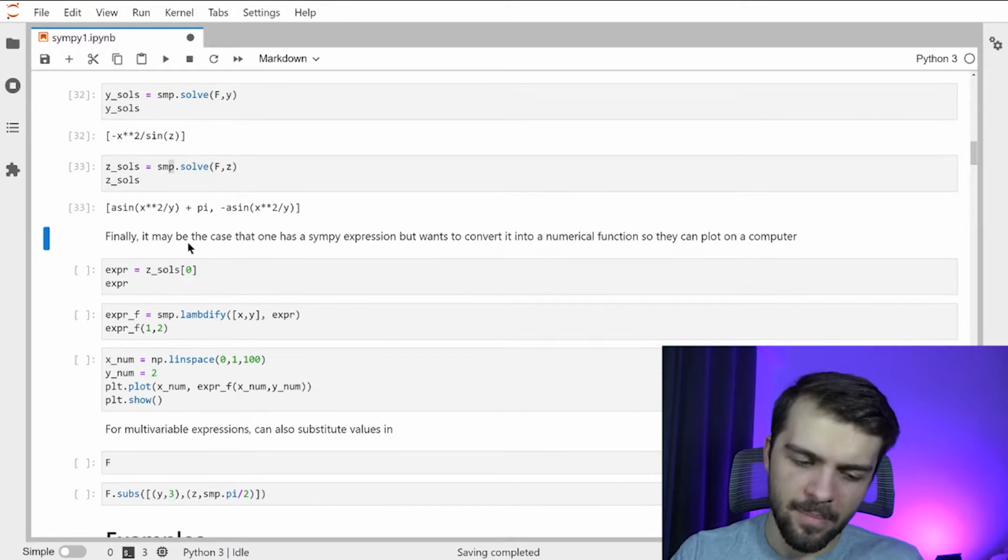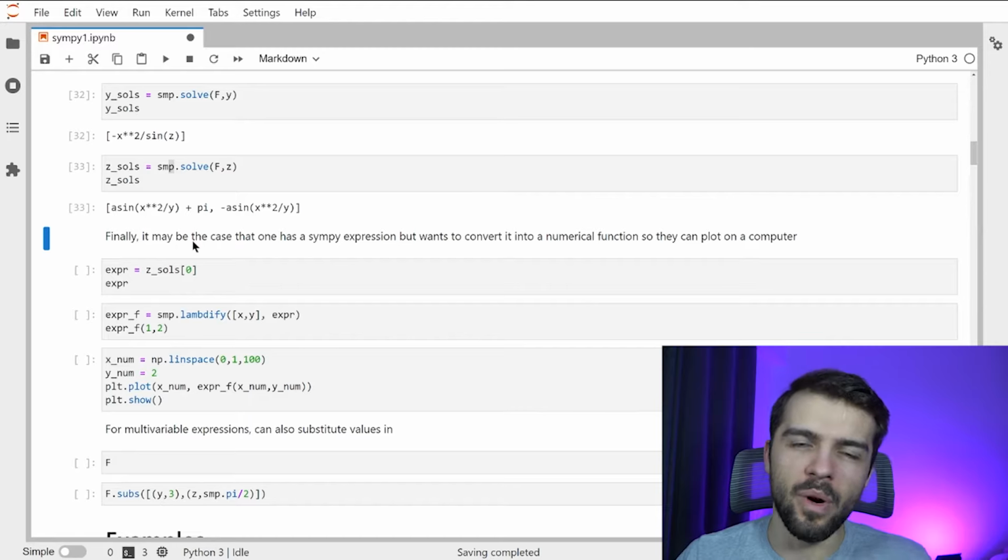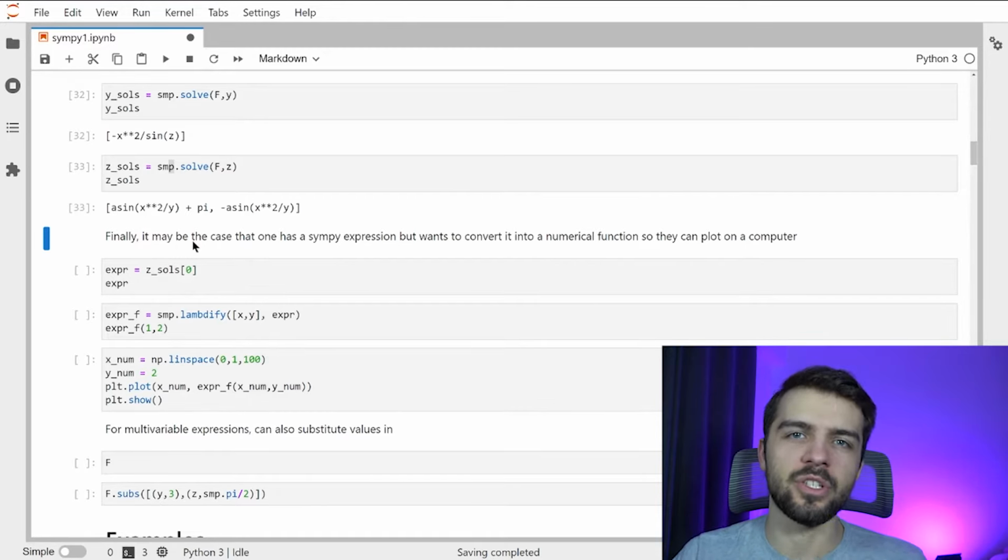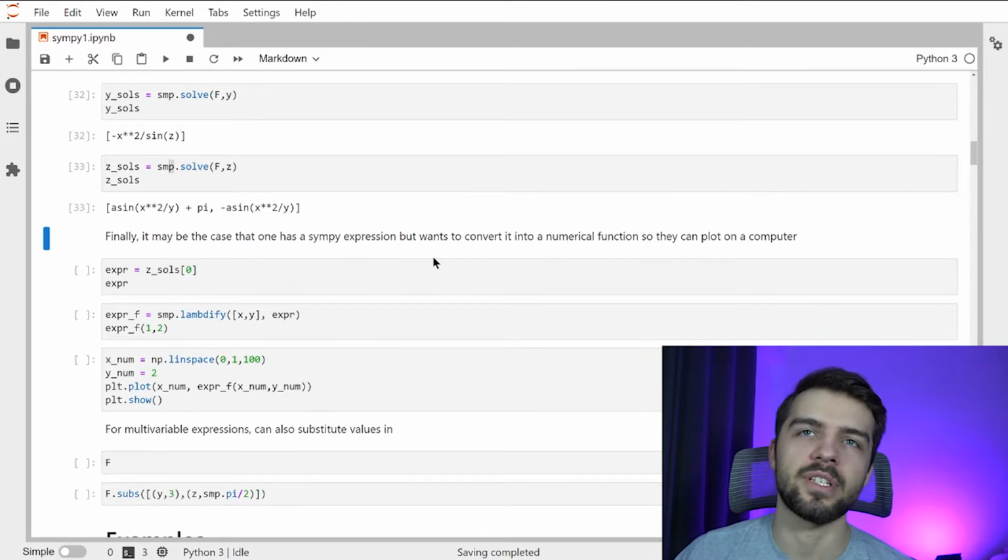Now, sometimes you have a SymPy expression that's symbolic, but you want to convert it into a numerical function so you can actually plot it in matplotlib, for example.